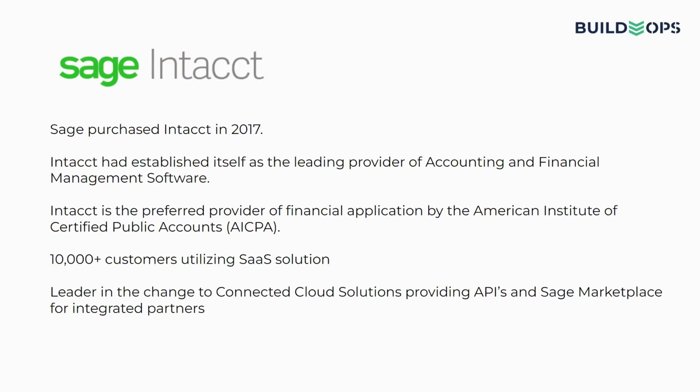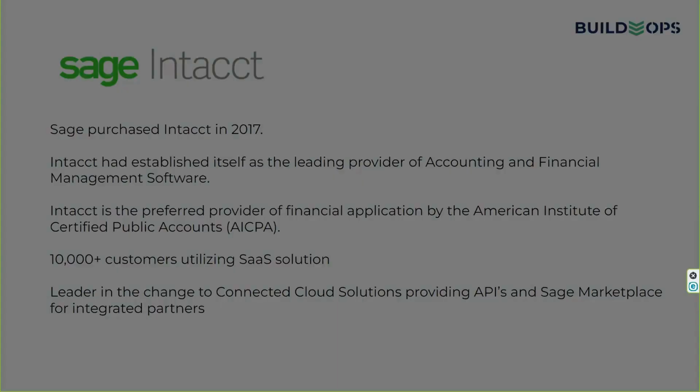And the important piece here too is they're also a leader in connected cloud solutions. So they've built their platform understanding that there are multiple systems out there and they need to be able to connect to them. So the BuildOps solution is utilizing their set of APIs. It's available in their Sage marketplace, which is where they advertise and highlight their partners. So for us, it's incredible that they are that open, and we've built on top of that for this solution.